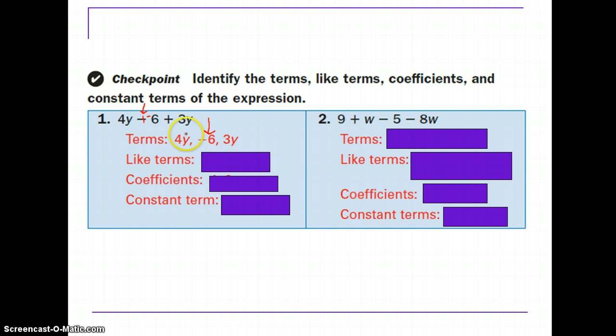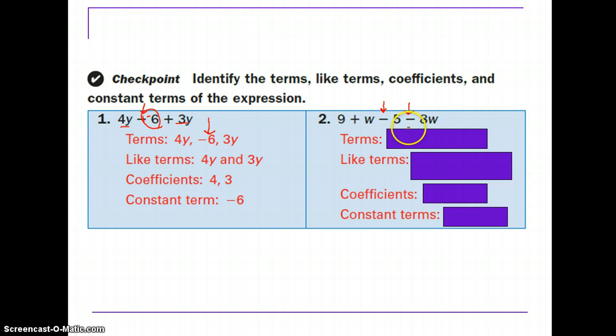Like terms, look for the same variable parts, which is 4y and 3y. Coefficients are the numbers that are multiplied next to y, which is 4 and 3. And the constant, and again, coefficients and constants cannot be the same, are the ones that have no variable, which is negative 6. Number 2, remember to change everything to addition of the opposite. Pause the video if you have not completed number 2.